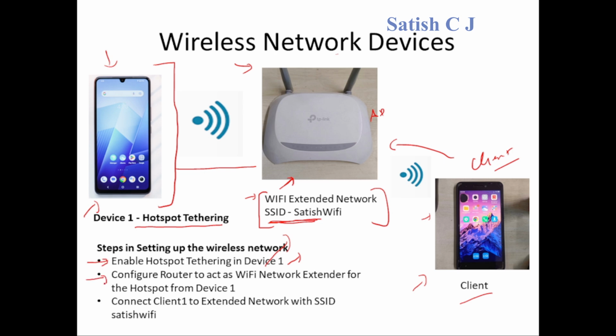Now let's see how to configure our TP-Link router to act as a Wi-Fi extender for this hotspot we have enabled. And thereby we will also set up this Wi-Fi network with the SSID Satish Wi-Fi. Let's take a look at that now.